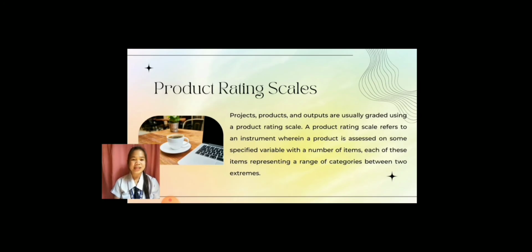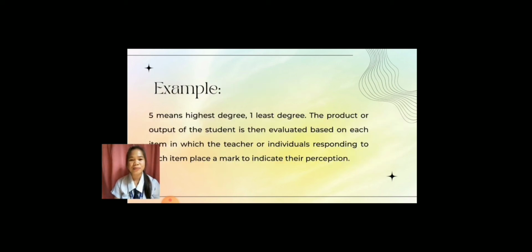Now let's proceed to the next general category, the product rating scales. Projects, products, and outputs are usually graded using a product rating scale. A product rating scale refers to an instrument wherein a product is assessed on some specified variable with a number of items, each of these items representing a range of categories between two extremes. For example, 5 means highest degree, 1 less degree.